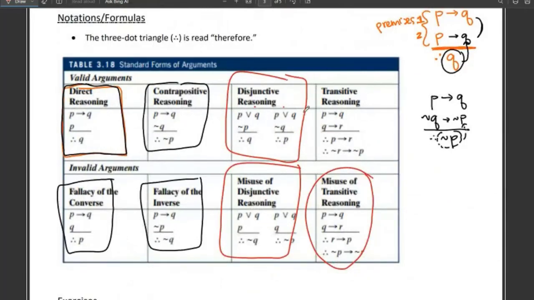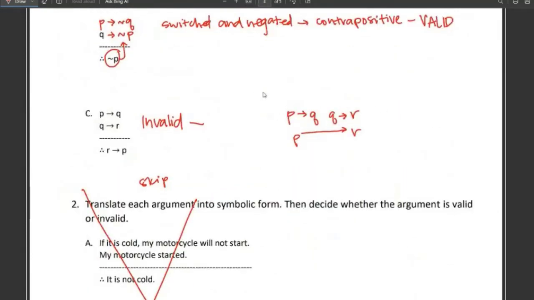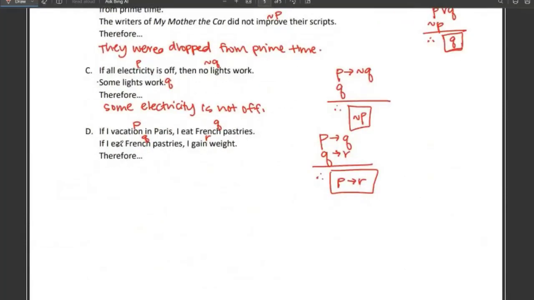So you can either use the truth table for the transitive reasoning, if P, then R, or like I showed you over here, we have P going to Q and then Q going to R, therefore P has to go to R. So our conclusion would be, if I vacation in Paris, then I gain weight. Final answer.